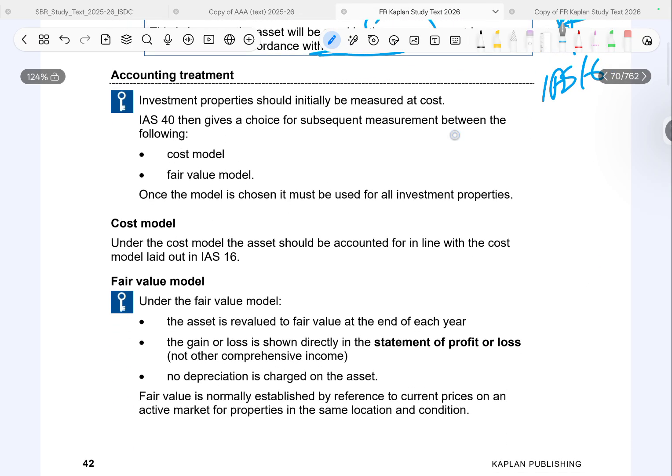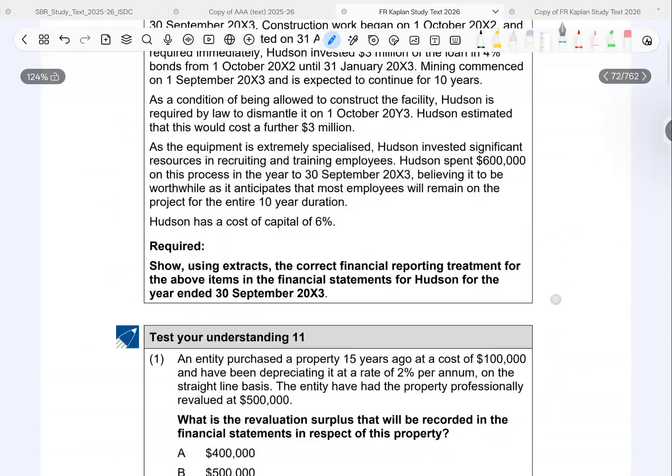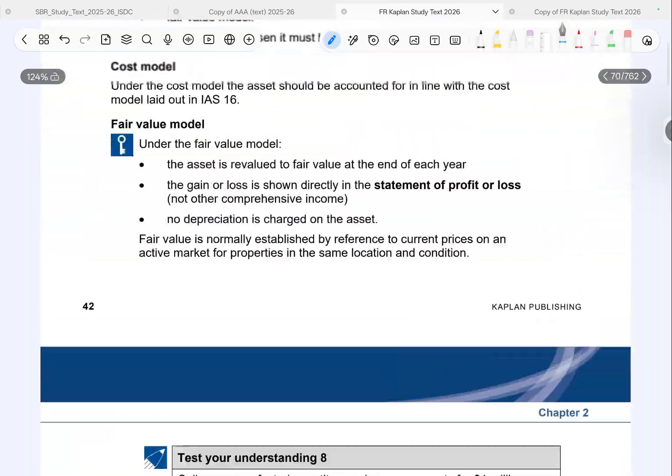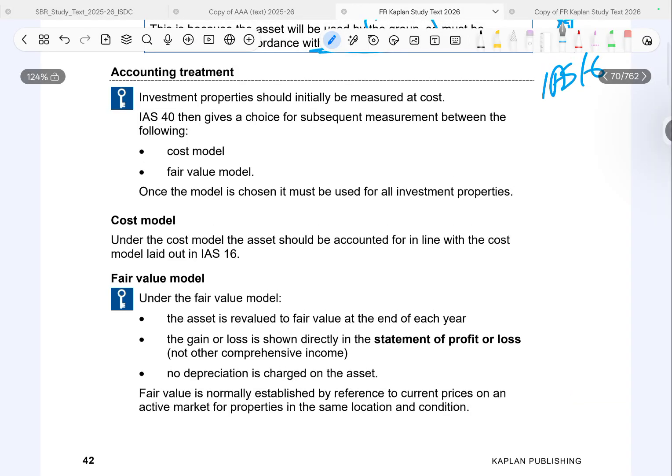Now the accounting treatment. Investment property should initially be measured at cost. So first we always recognize it at cost. Then we have two subsequent measurement choices, which are the cost model and the fair value model.